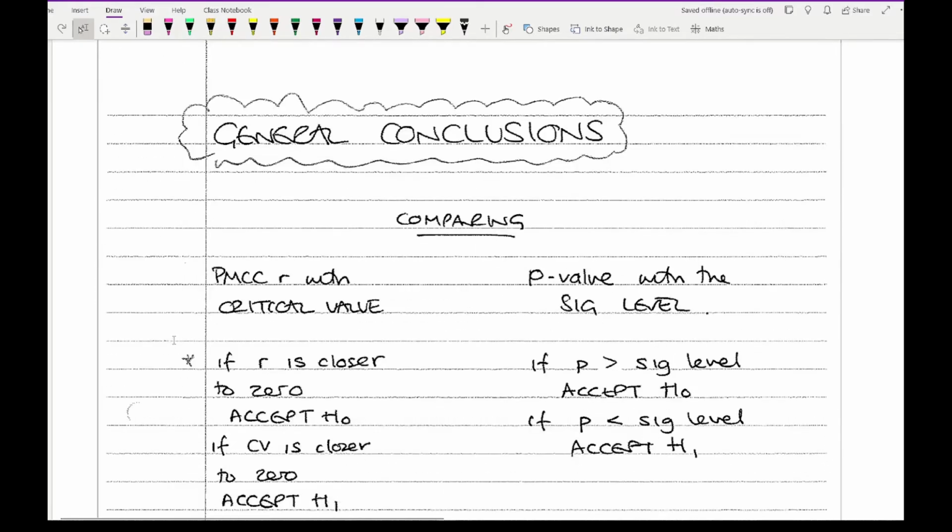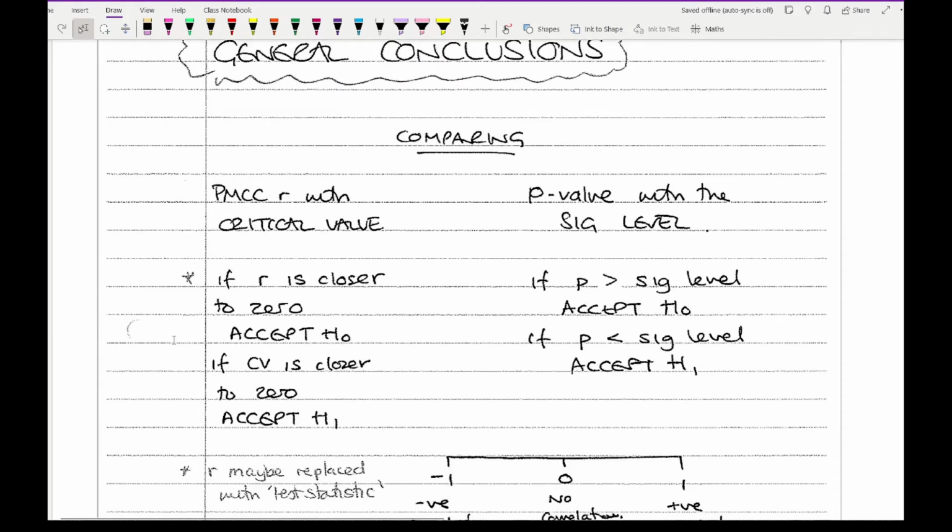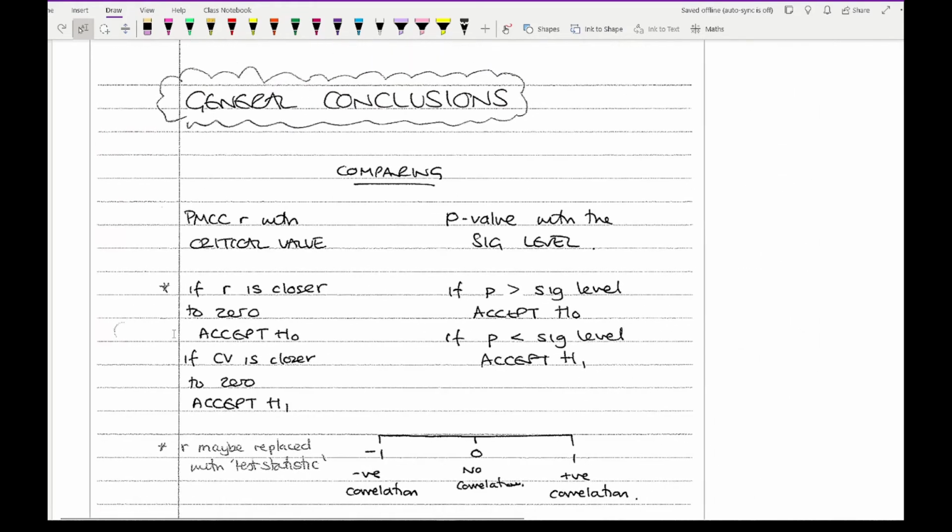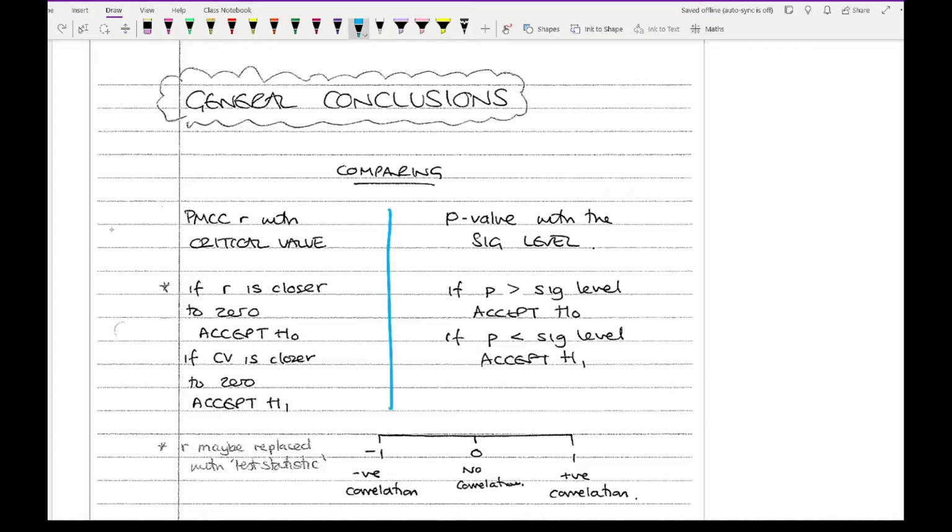Now in terms of the general conclusion, let me just zoom out a little bit so you can actually see this. This is basically where step 4 comes in. As I've mentioned, you're either going to be using one of 2 comparison methods based on the information that has been given to you in the question. So in example 1, where you're given an R value and a critical value, if your R value is close to 0, then you accept the null hypothesis. If it is far from 0, beyond the critical value, you accept the alternate hypothesis.